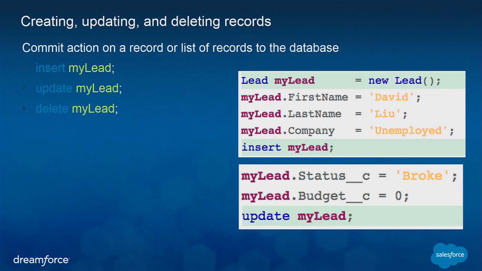The next example is myLead.status__c is broke. Poor David. He's unemployed at the moment, I guess. Actually, David Liu, in case you don't know, kind of initiated this class with the Apex for Admins and the blog that he does, and he currently works for Google, so I don't think he's broke.